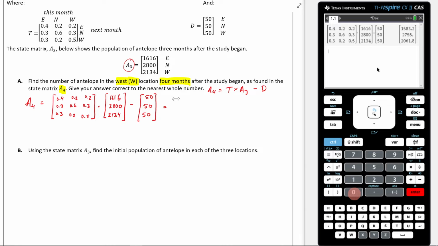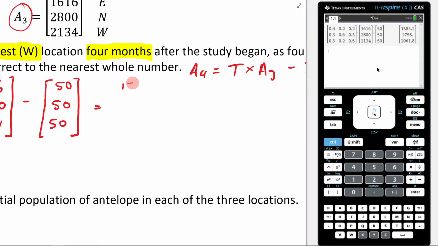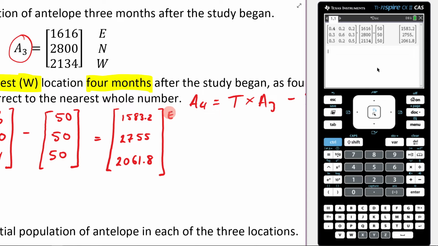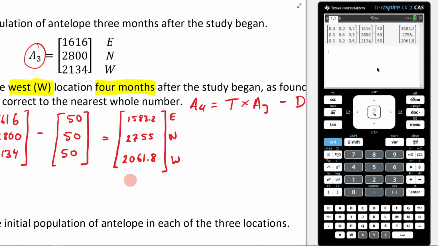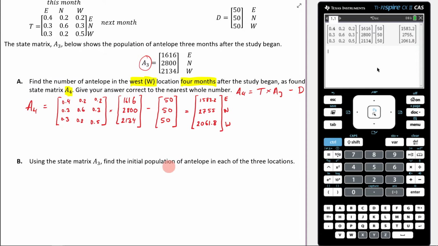Let's just write them out in full. So I'm going to end up with 1583.2, 2755, 2061.8, close that off. It's important for you to know that this is east, north, and west, because now we have to provide our final answer here. It wants to know how many are going to live in the west. Well, that's going to be this one right here, 2061.8. That's going to round up to 2062.